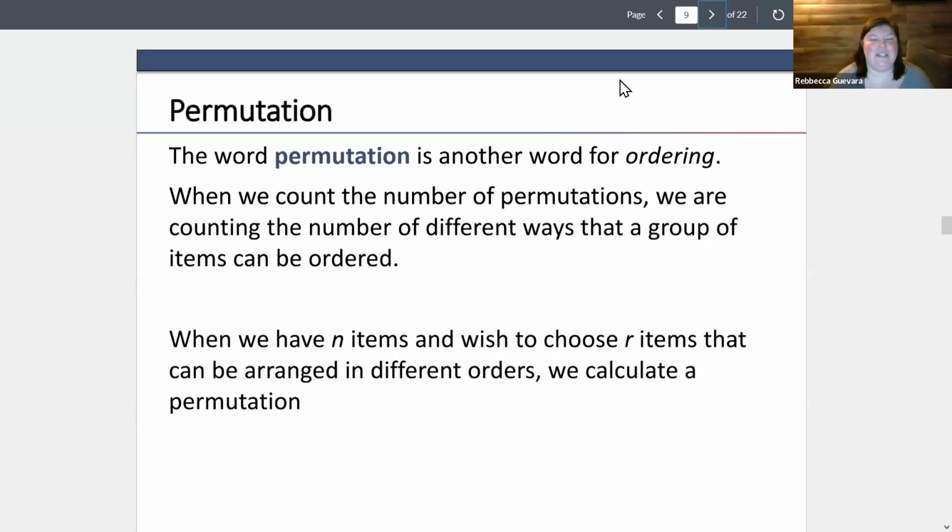When we have n items and wish to choose r items that can be arranged in different orders, we calculate what is called a permutation. This part about arranging in different orders is going to become a little more important when we start talking about combinations.